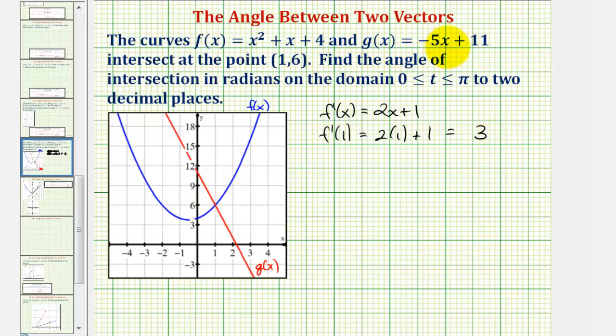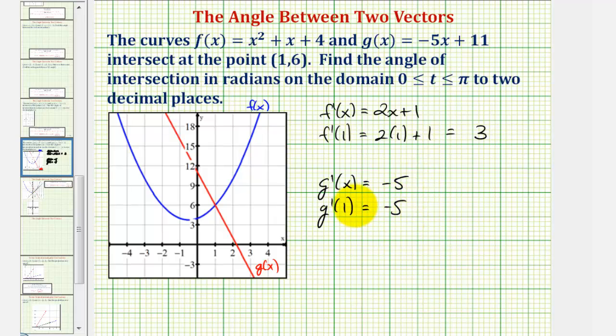And now here's g of x, so let's find g prime of x. Notice g prime of x would be a constant because g of x is a linear function. g prime of x equals negative 5, and therefore, of course, g prime of 1 is also negative 5. So the linear function has a tangent line with a slope of negative 5 at this point of intersection, which should make sense because this line is its own tangent line and it has a slope of negative 5.